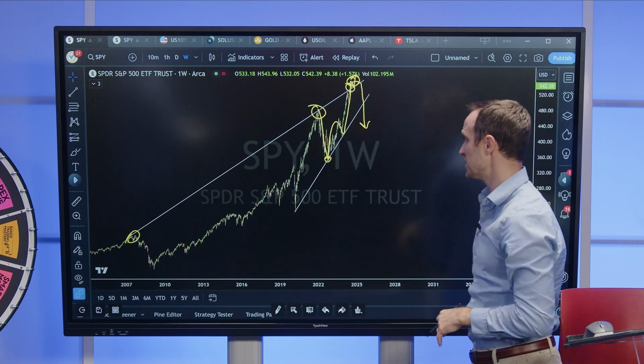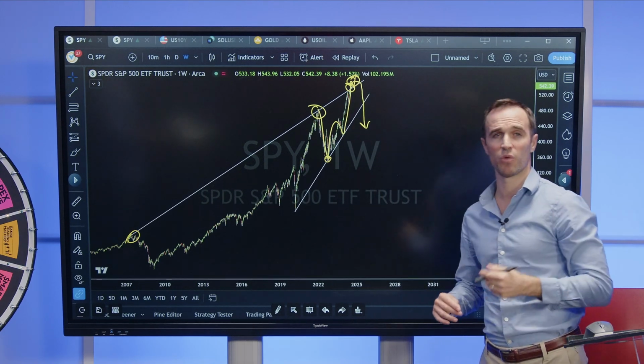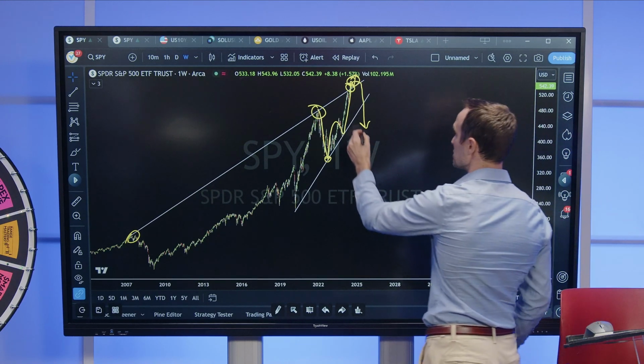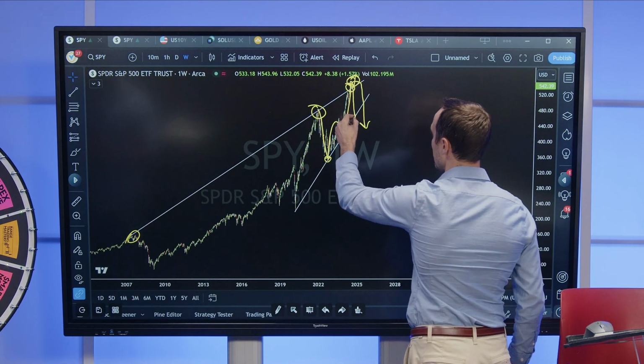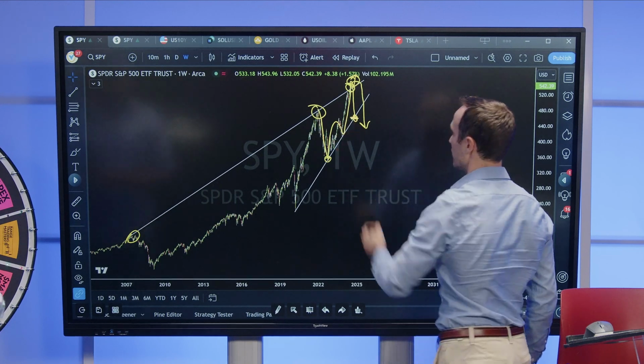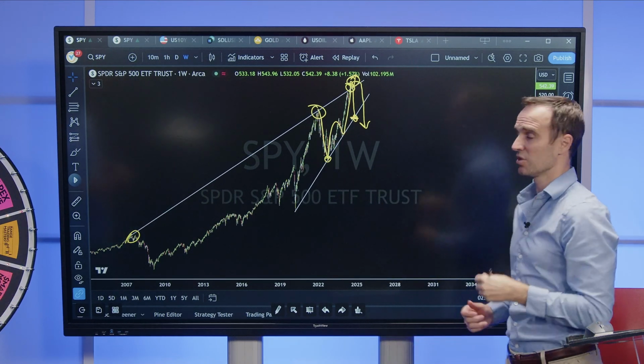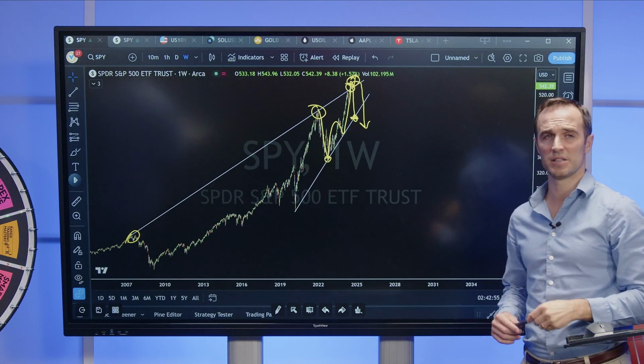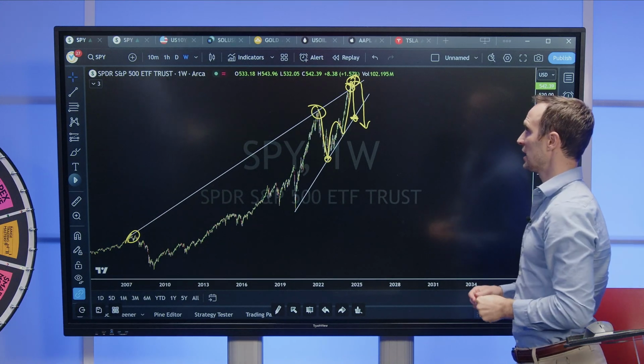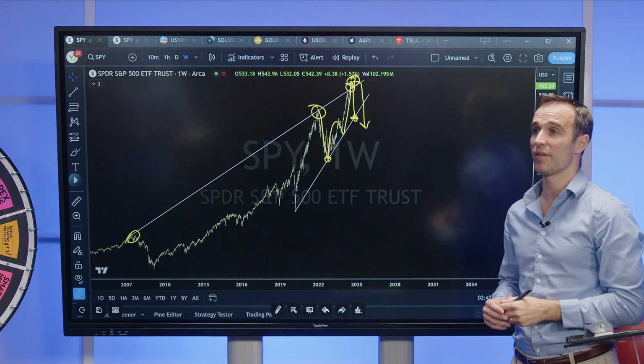So my base case still on the SPY is around 450, 460, and that's just because if the price comes down here and hits this trend line, that's right around 450. There's also a fib level there. There's a lot of reasons why I see the S&P going down to that level, but right now it's just defying gravity. It's pretty unbelievable.